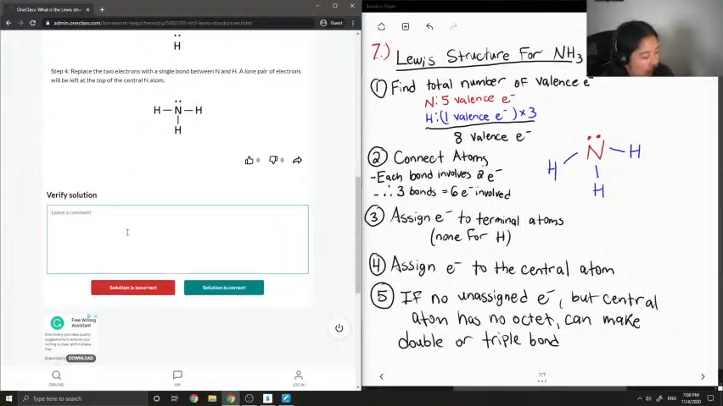Okay, so we had similar rules, but just in different orders. So it just depends on what method you feel comfortable with doing. But overall, this solution is correct.